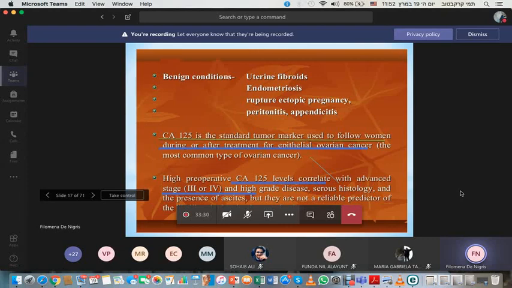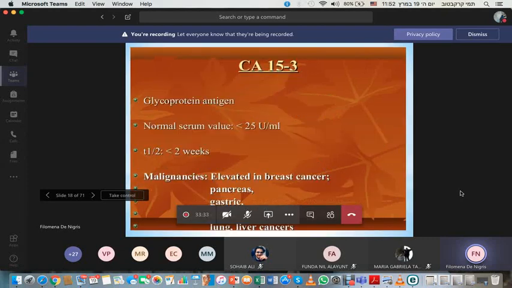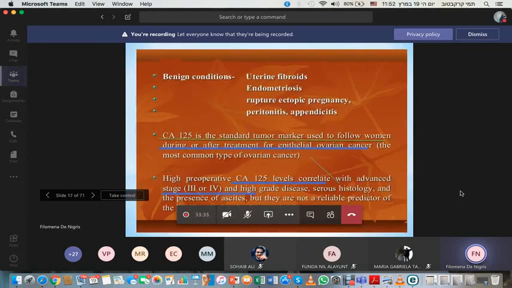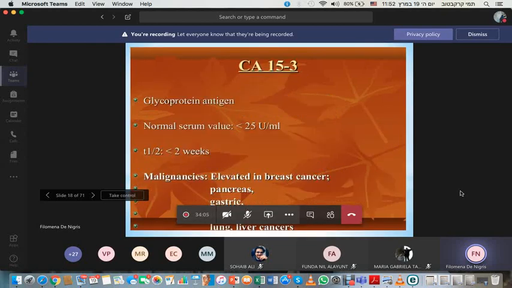CA125 is used before and also to follow treatment, and a higher level, 10 times more than the normal range, indicates a poor prognosis, a high grade of disease. And sometimes it also indicates that the woman should not be treated with surgery. Okay.